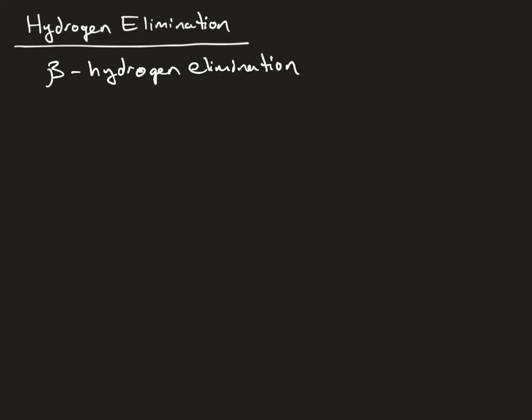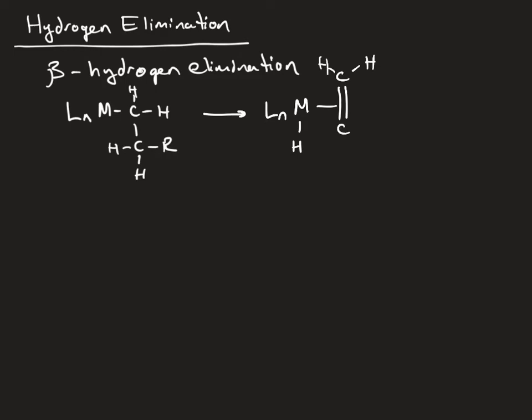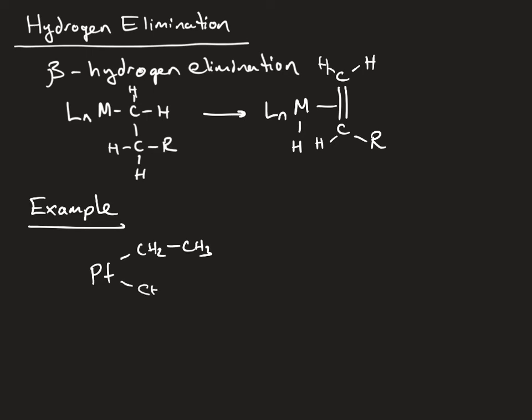beta hydrogen eliminations. In these reactions, you're removing a beta hydrogen and you're creating a metal hydride. So you form this. And the beta hydrogen eliminations are the most commonly seen hydrogen elimination reactions. As an example, we're going to look at another platinum 2 species. So a square planar bis ethyl species.